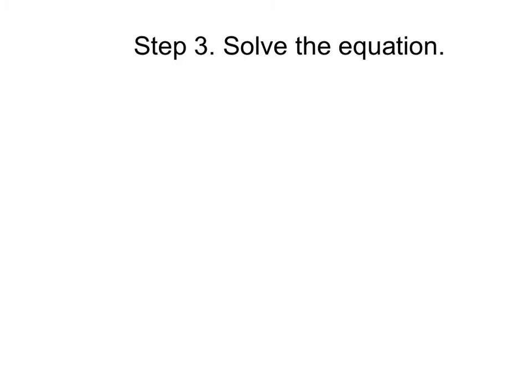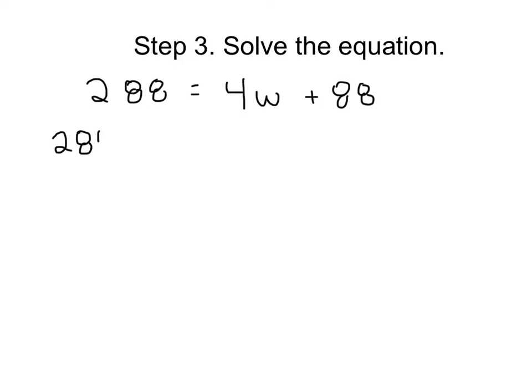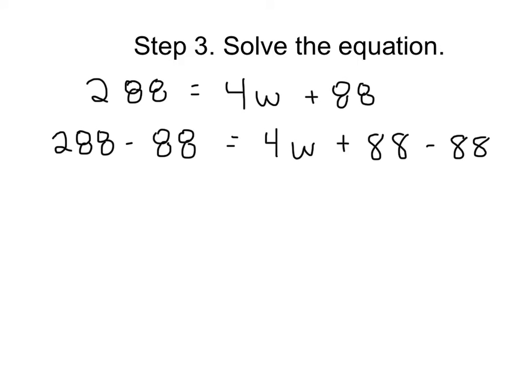The third step in solving this word problem is to solve the equation. 288 is equal to 4W plus 88. To isolate the variable, we need to perform inverse operations. So we're going to start by subtracting 88 from both sides. 288 subtract 88 is equal to 4W plus 88 subtract 88. That'll give us 200 is equal to 4W.